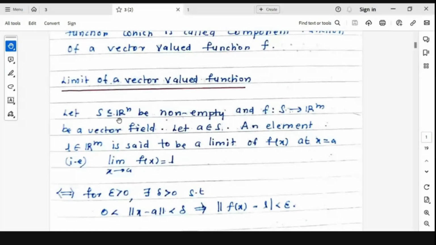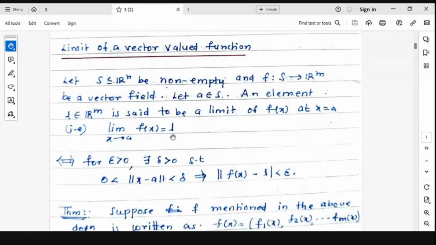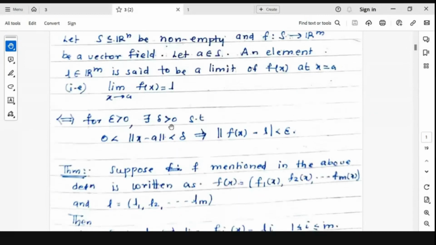So let S be a non-empty subset of R^n, and f from S to R^m be a vector valued function. Let me take A as a point of the domain S. An element L of R^m, that is, I'm taking a vector from R^m, is said to be a limit of f(x) at x equal to A, that is, limit as x approaches A of f(x) equals L. Once again, the epsilon delta definition: for epsilon positive, there exists delta greater than 0, such that whenever norm of x minus A is greater than 0 but less than delta, norm of f(x) minus L is less than epsilon.